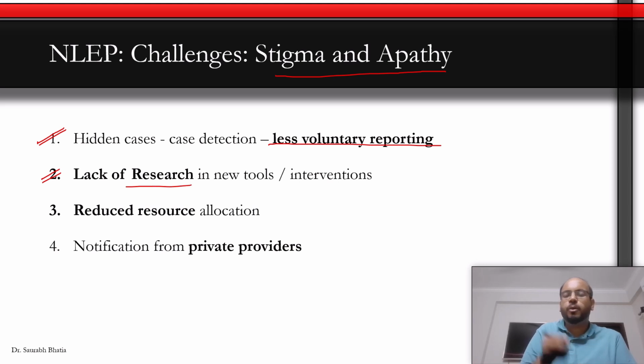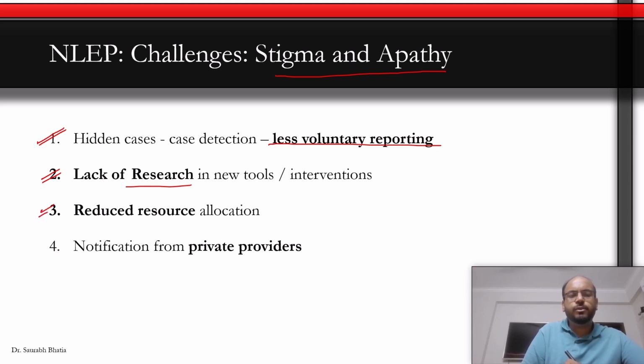There is lack of research in new tools and interventions. We don't have many researchers working in the field of leprosy. We don't have much funding in the field of leprosy for research purposes. We need to have a lot more research to understand the disease properly, so that we can develop new tools to tackle it.